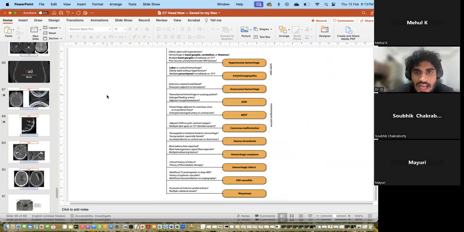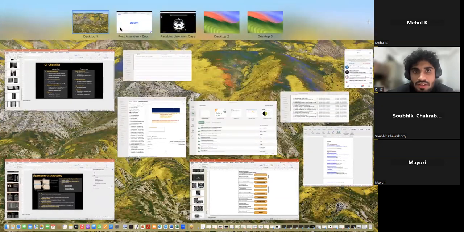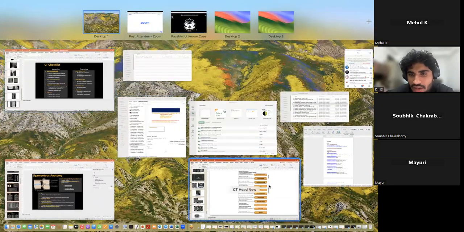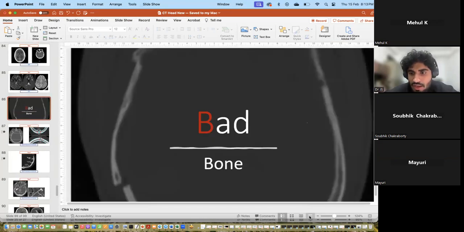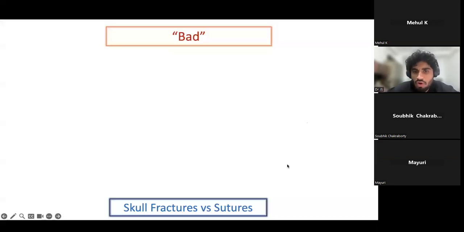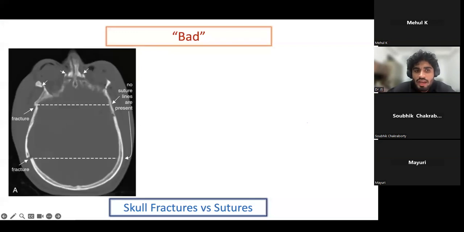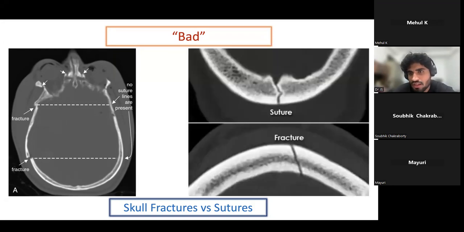Okay, the last part of our discussion will be the bone part. So we'll come to the BAD approach, where B is bone. Here we look at symmetry. The body always loves symmetry, so if symmetry is lost, we need to suspect some pathology. If there is a skull fracture, we need to compare with the other part, right or left.